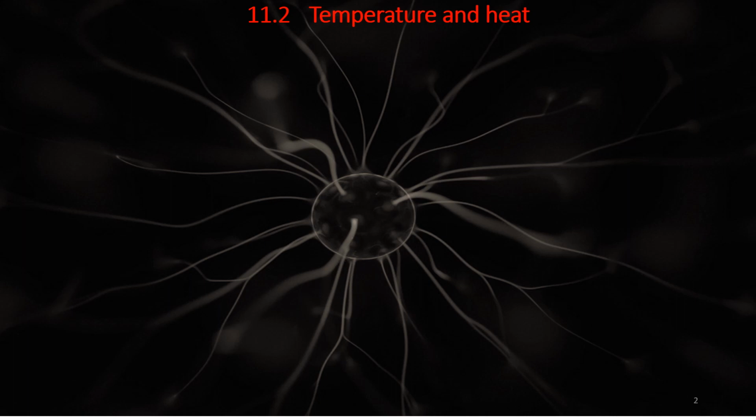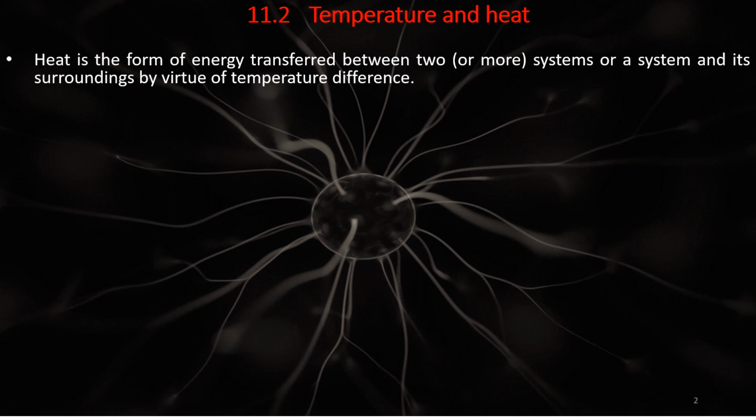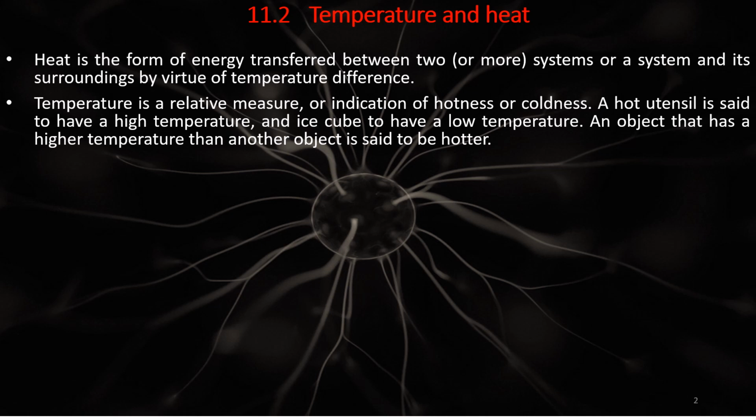Temperature is a relative measure or indication of hotness or coldness. Heat is a form of energy transferred between two or more systems, or a system and its surroundings, by virtue of temperature difference. A hot utensil is said to have a high temperature and an ice cube a low temperature. An object that has a higher temperature than another object is said to be hotter.